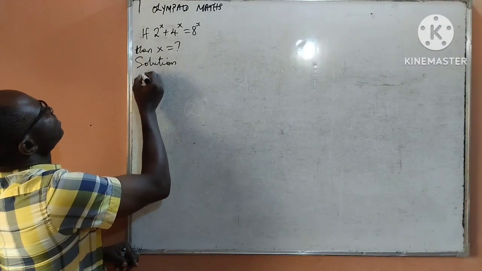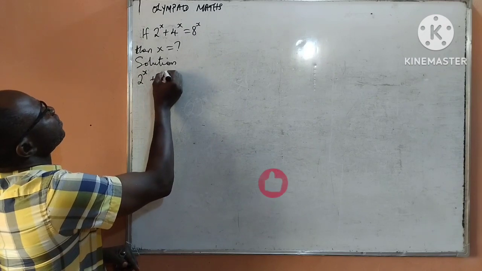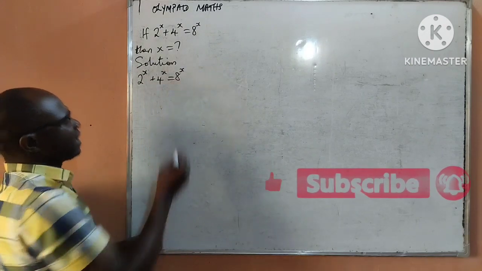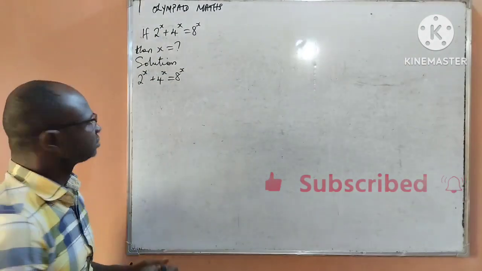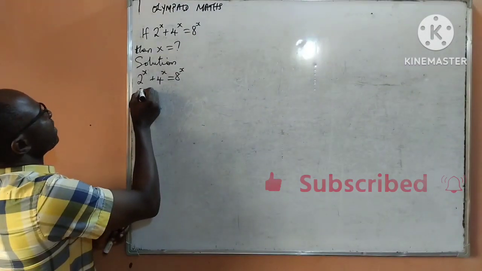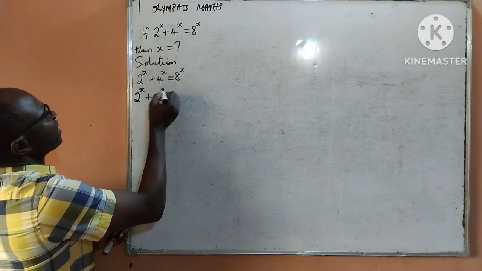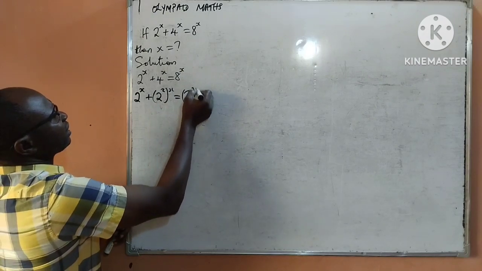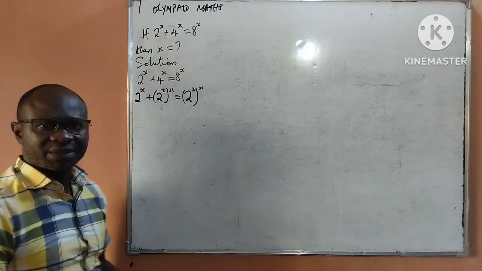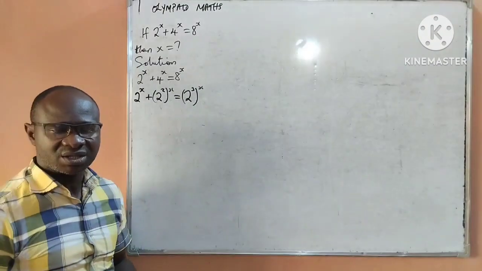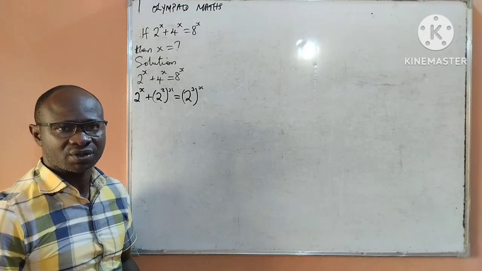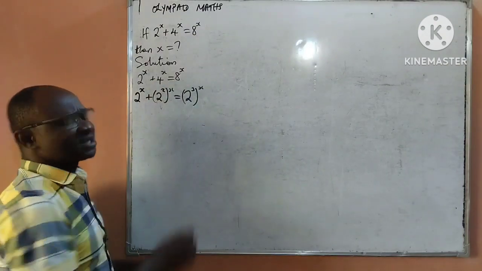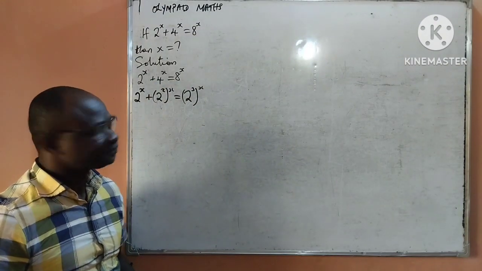It is 2 raised to the power x plus 4 raised to the power x equal to 8 raised to the power x. But then, I can write it as 2 raised to the power x plus 2 raised to the power 2, then raised to the power x, equal to 2 raised to the power 3, then raised to the power x. What that means is that 2 raised to the power 3 is 8, and 2 raised to the power 2 is 4.